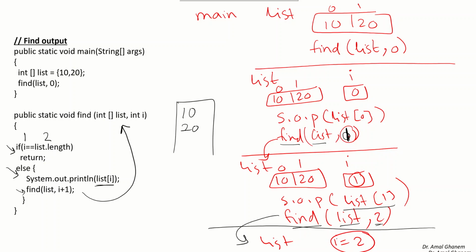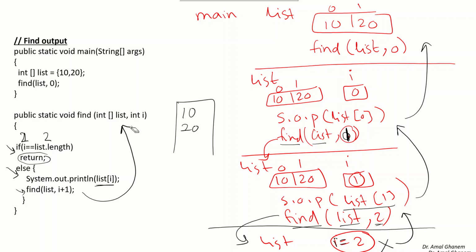Within the last call, when the value of I equals 2 and we execute the first if statement, I equals the list length, yes. So we will stop. Return semicolon means you have to stop executing your method. We will go back, and we have nothing to take back. Also, we will go back to the main method. So what we have as an output is 10 and 20, which are the elements of the array.